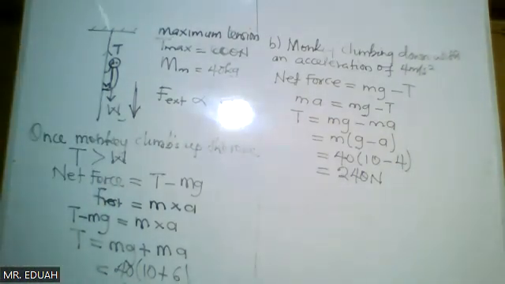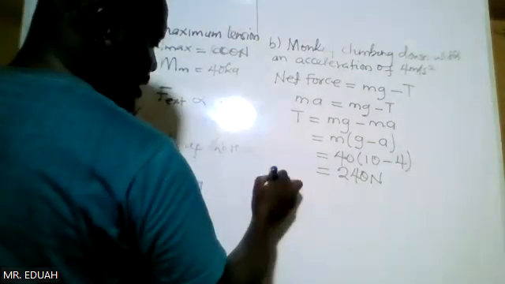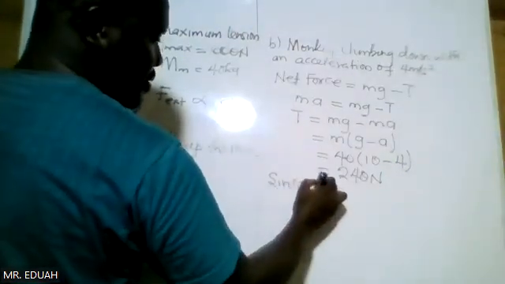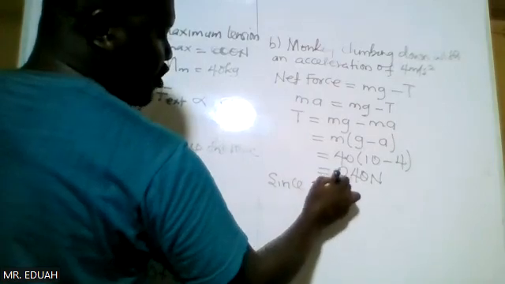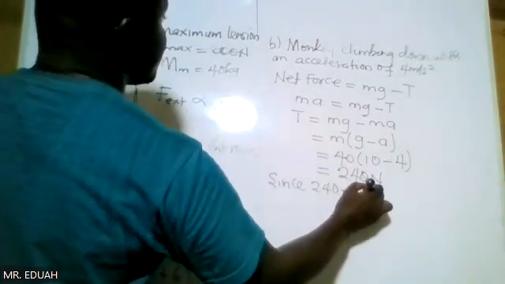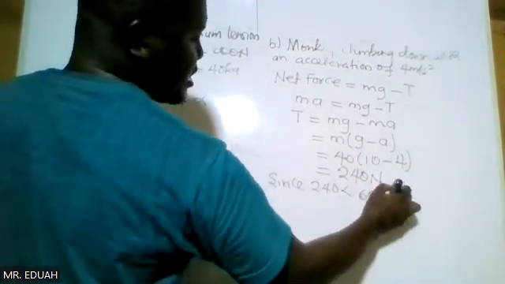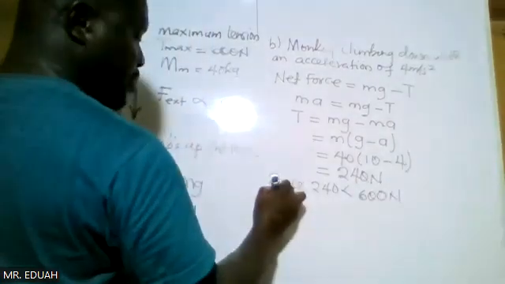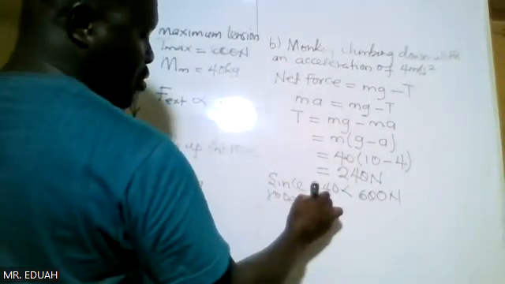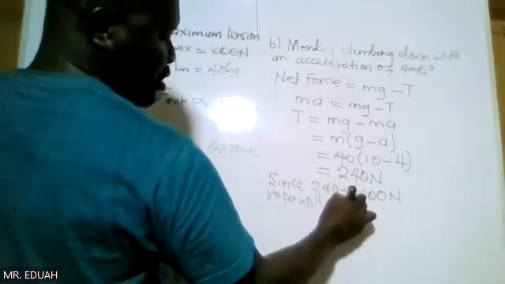So since 240 is less than 600, the rope will not break.